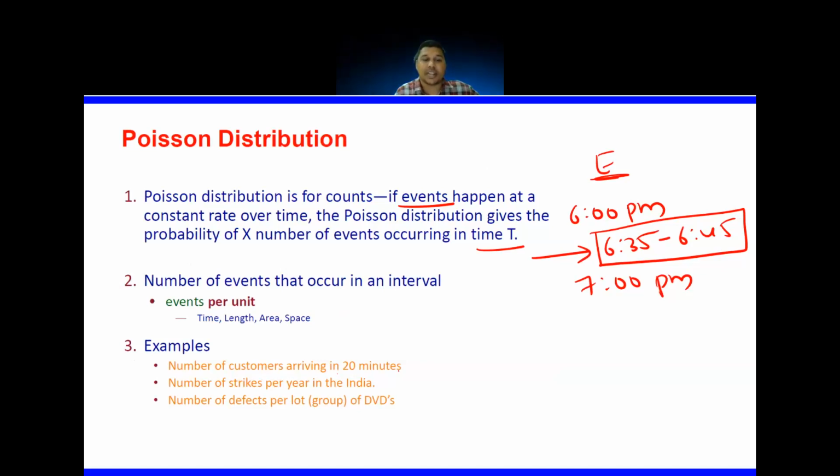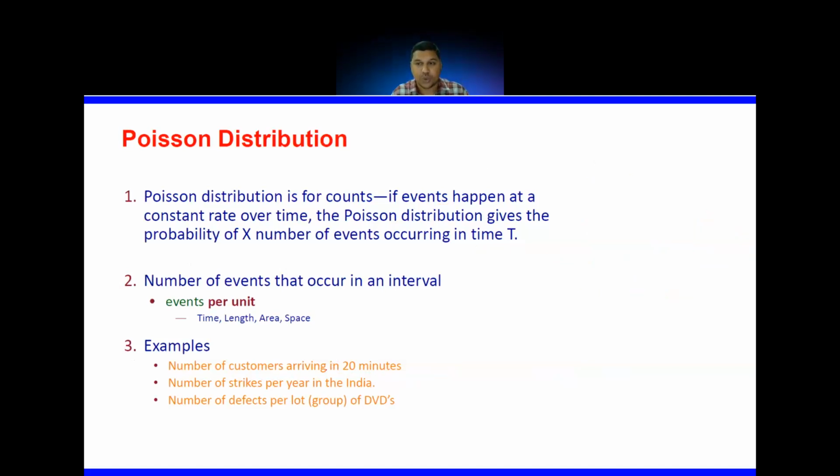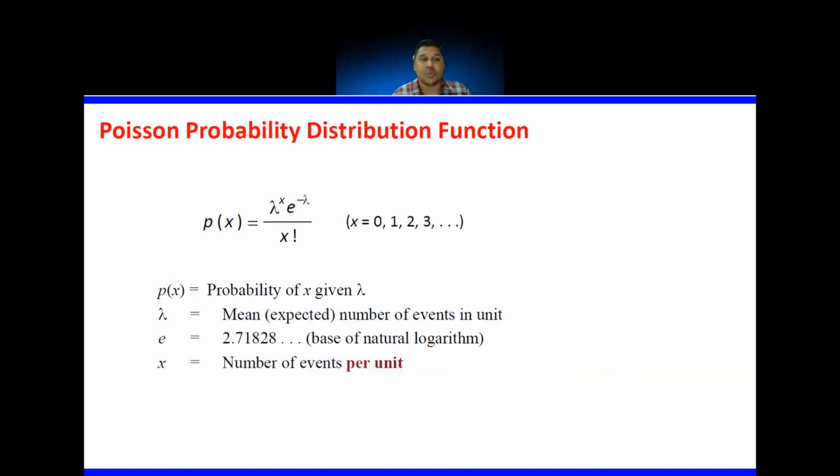Number of customers arriving in 20 minutes. Number of strikes per year in India. So we're talking about time, a time stamp. Events happen recurrently, but we are asking, number of customers arriving in 20 minutes means customers are arriving continuously, and in that, how many are coming in 20 minutes? Strikes per year in India: every year strikes happen. I am asking the average number of strikes per year in India. That way we use the Poisson distribution.